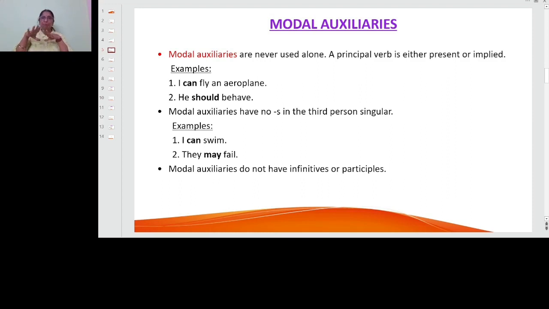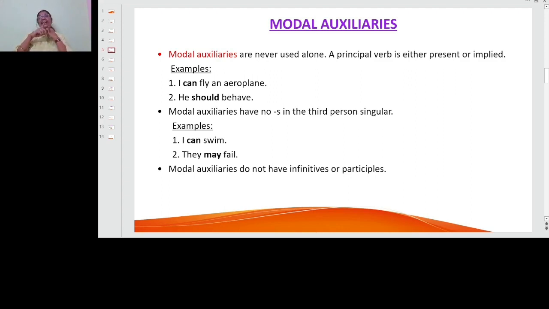They always depend on another verb for help to complete the sentence. Now, modal auxiliaries are never used alone. A principal verb is either present or implied. So, you need a principal verb or a main verb. Then only you can use these modal auxiliaries.